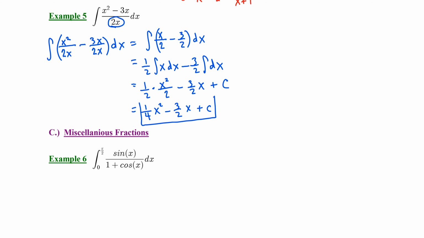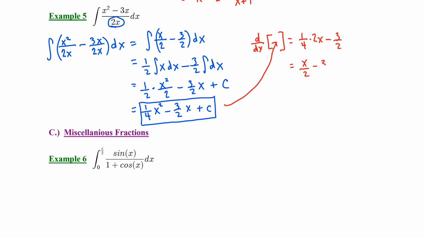So there is our antiderivative. And we will check our derivative. Derivative with respect to x of our result. We get 1/4 times 2x minus 3/2, or x over 2 minus 3/2, which matches our reduced integrand. So we can be confident that we've done it correctly.